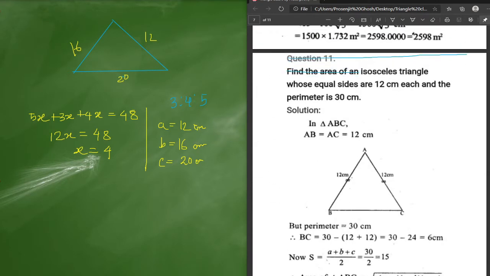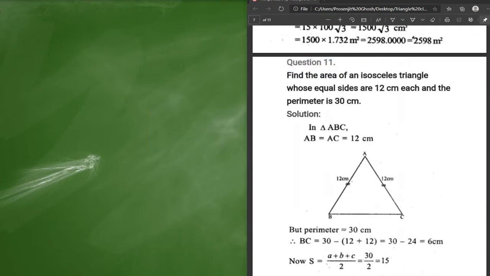Okay, so that's it about the ratio part. Now coming to number 11. Find the area of the isosceles triangle whose equal sides are 12 centimeter and the perimeter is 30 centimeter. So equal sides are given, right? So that is 12 plus 12. I'm taking the base as b, that is unknown to us, and the perimeter is 30. So as you can see, you will get the base value very easily from here. That is 30 minus 24, which will give you 6. So the base is 6 centimeter.